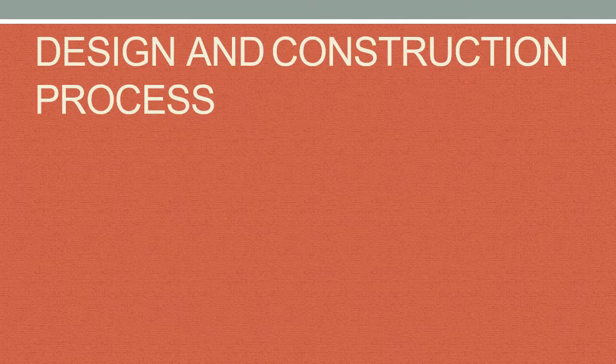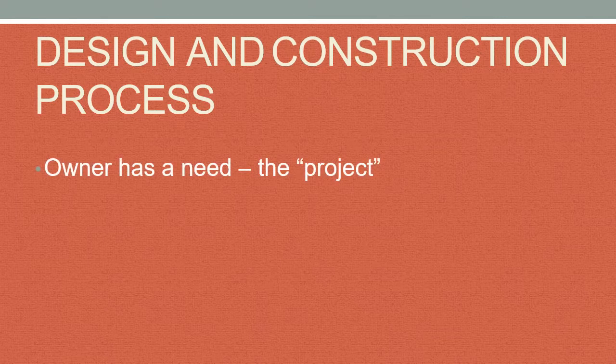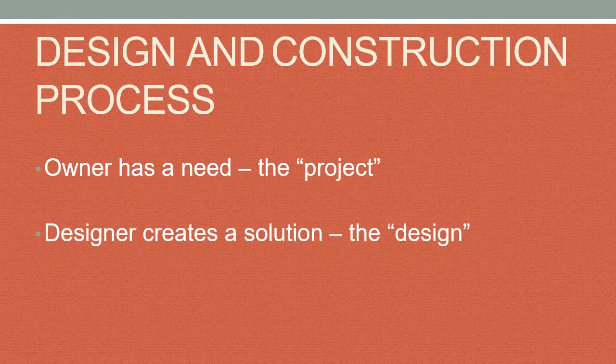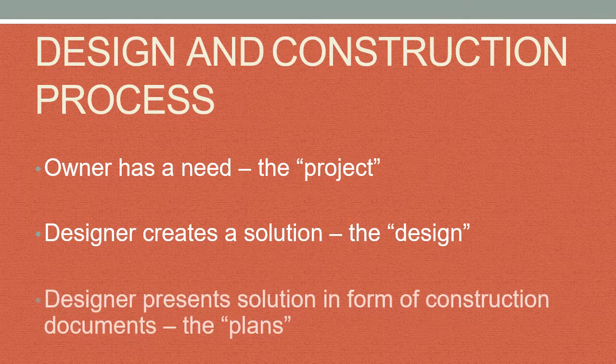So how do we get a set of plans? We start with the design construction process. The owner has a need, and we call that the project. He finds a designer who will create a solution. We call that the design. Now the designer has to convey that solution to a contractor so the project can be built. And he does that with construction documents, which we will call the plans.